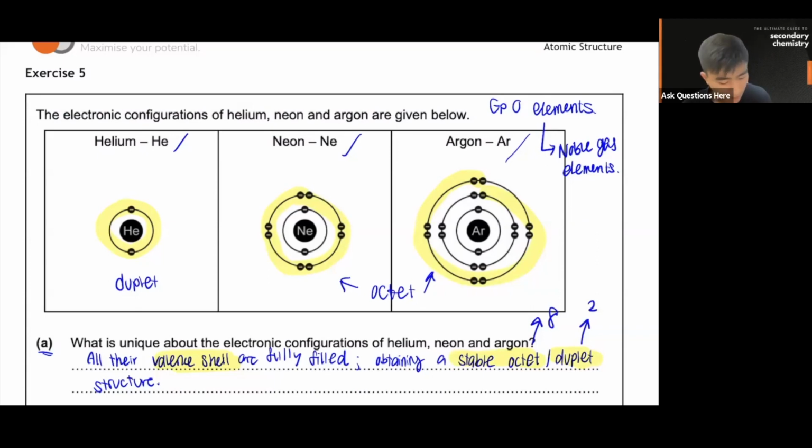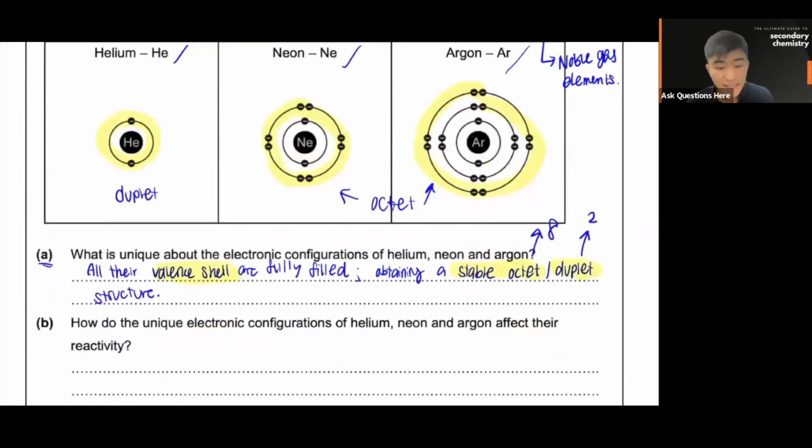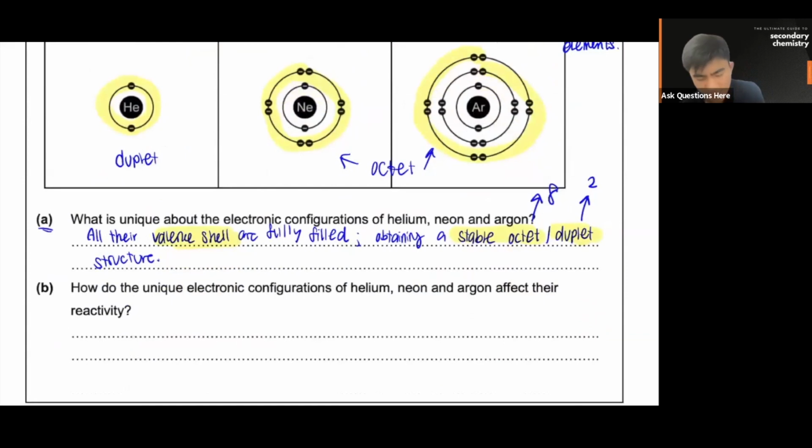Okay, then in part number B, we look at the unique electronic configurations affecting reactivity. Just now I asked, what about noble gases? Noble gases are what? Unreactive, right? So let's explain why noble gases are unreactive.